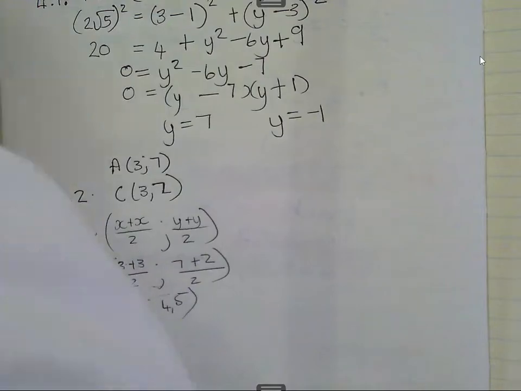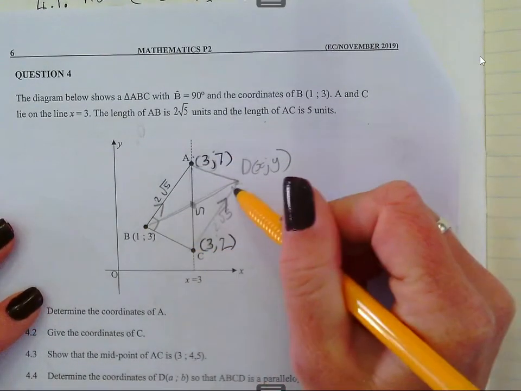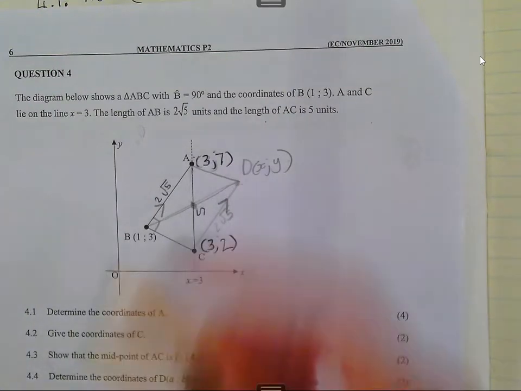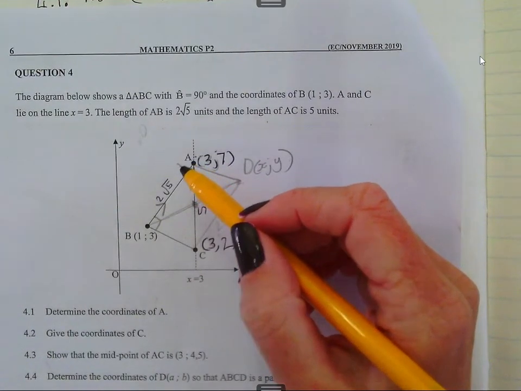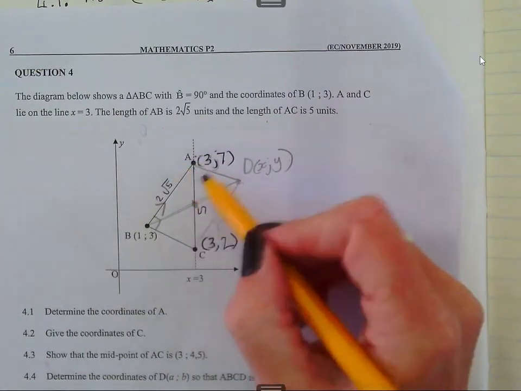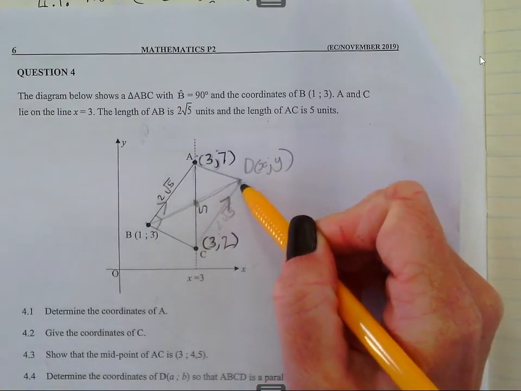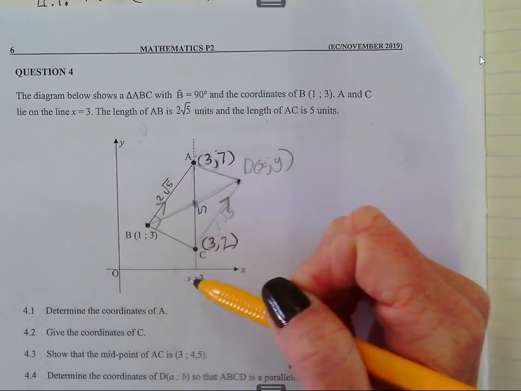Then they say determine the coordinates of D so that ABCD is a parallelogram. So they are saying wherever you put D, once you put it there, it must be a parallelogram. So I'm just going to repeat what I said yesterday. They say it's parallelogram ABCD. Therefore, I know it's A, B, C, and D must be somewhere there. The reason that's important is to determine my diagonals.